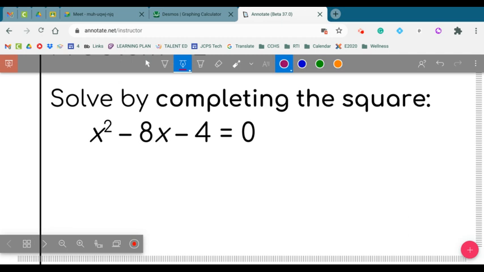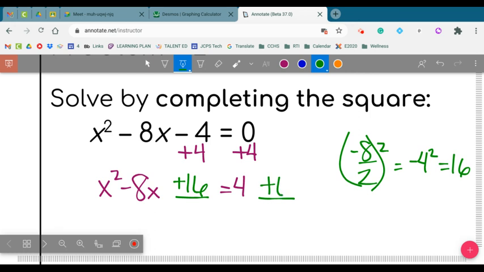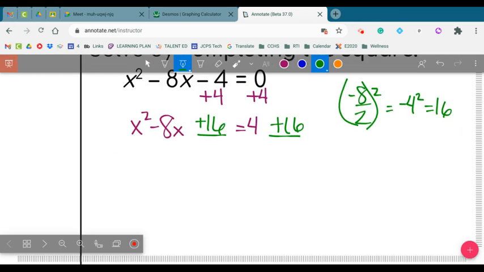First of all, is our a value 1? Yes. So then we move our old c to the other side. We get x squared minus 8x equals 4. We have to find the new c on both sides by taking our b, dividing it by 2, and squaring it. This gives us negative 4 squared, which equals 16. So we have to add the 16 to both sides. So we get x squared minus 8x plus 16, and then 4 plus 16 is 20.